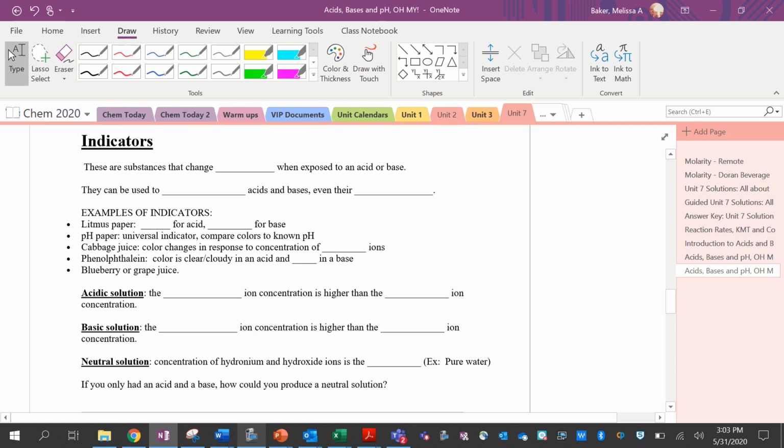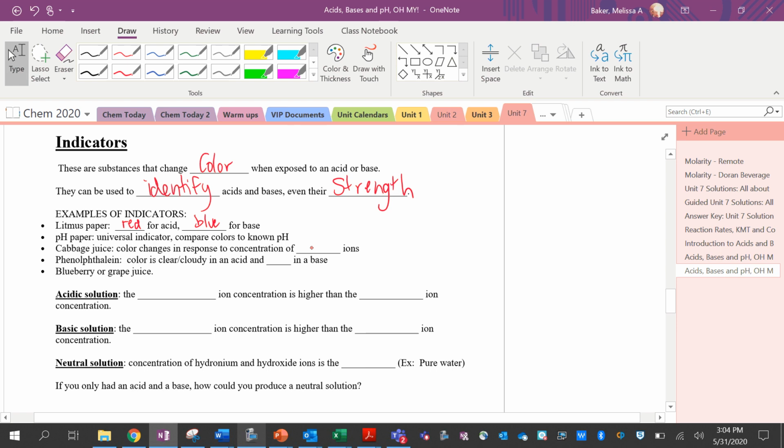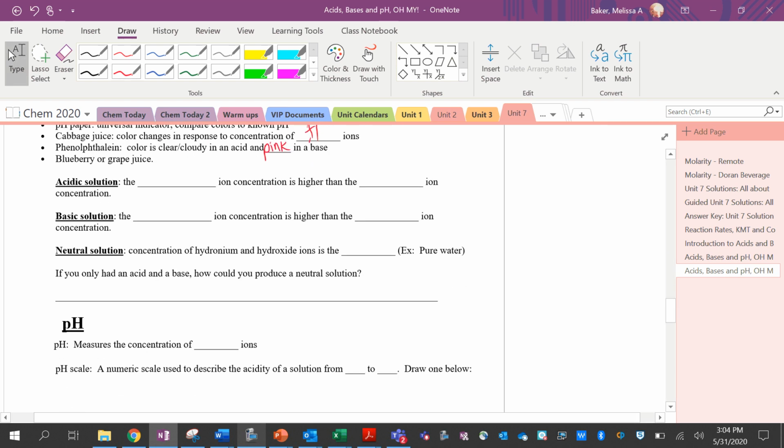All right, so what's an indicator? These are substances that change color when they're exposed to an acid or a base. They can be used to identify something as an acid or a base, and even tell you how strong the acid or base is. Different types of indicators: litmus paper turns red in an acid, blue in a base. pH paper will turn all the colors of the rainbow, and then you can compare it to a known chart to match up and tell you what the pH is. Cabbage juice changes color in response to the concentration of hydrogen ions. Phenolphthalein is clear in an acid, and it's a beautiful pink in a base. Blueberry juice, grape juice, lots of fruits with that dark color also are natural indicators.